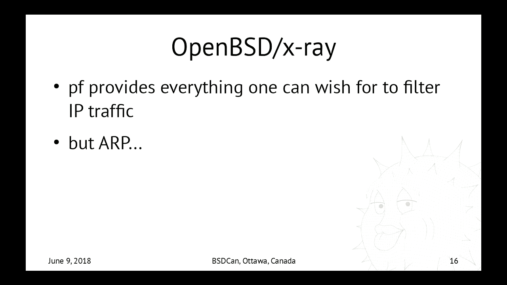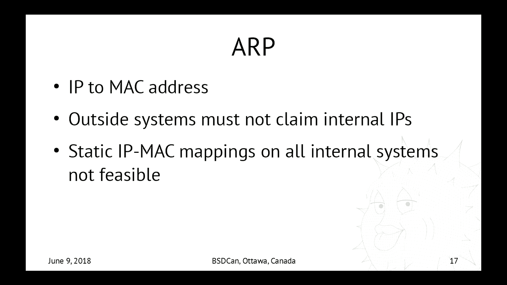Anyway, so shielding that internal Ethernet from the external one, obviously, PF basically has everything you can wish for to deal with IP traffic. However, this is layer two, and there's ARP. And, well, that means IP address to MAC mappings, right?